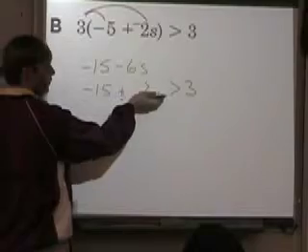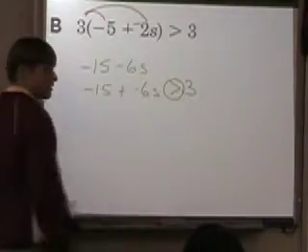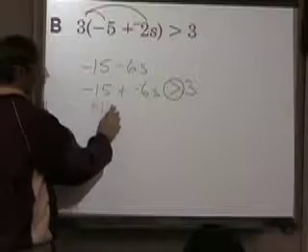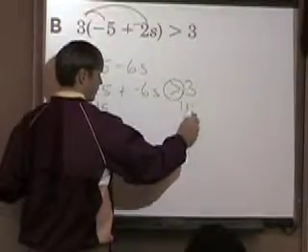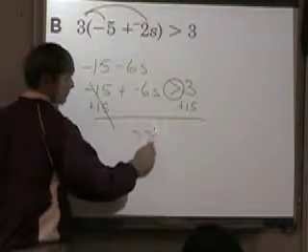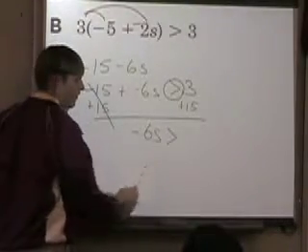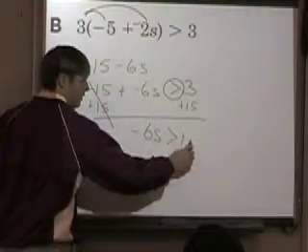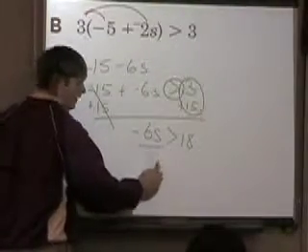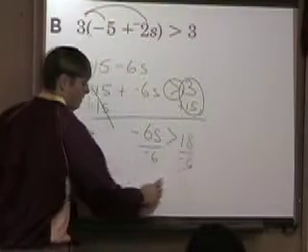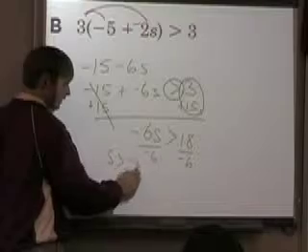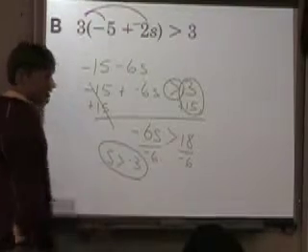Each step of your equation, you've got to bring this with you. Now, we're going to add 15 on both sides, and we're going to get this to go away. Negative 6s is greater than what? 18, because 15 plus 3 is 18. We're going to divide by negative 6 on both sides. So s is going to be greater than what? Negative 3.